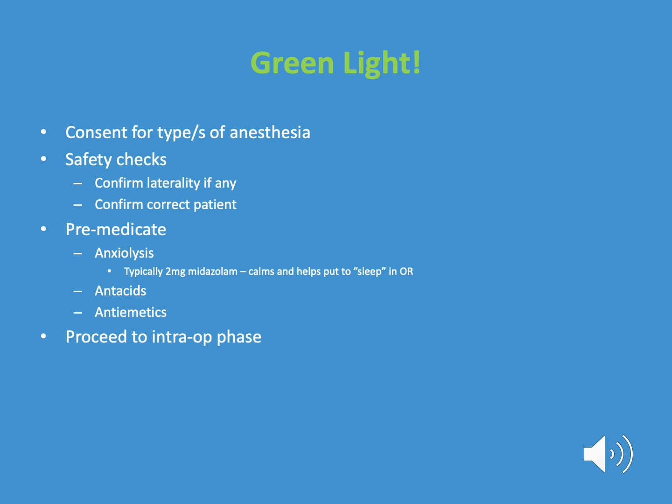Lastly, other medications we can give. If you have asthma, I might give you some albuterol. If you have a history of motion sickness or being sick with anesthesia, you can get antiemetics. And that's pretty much it. You go on to the next phase, and that concludes our pre-op assessment lecture.